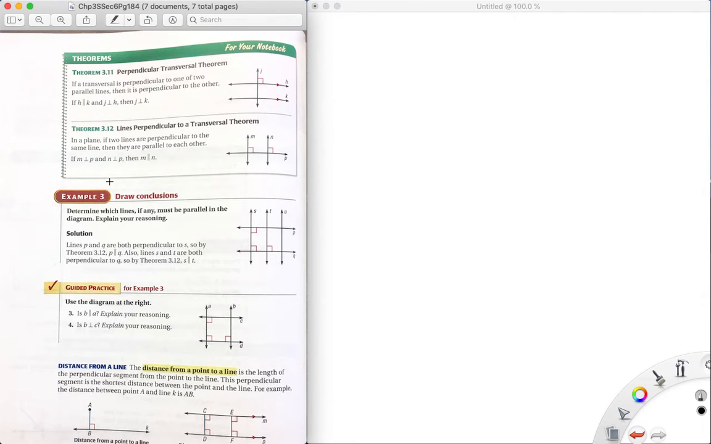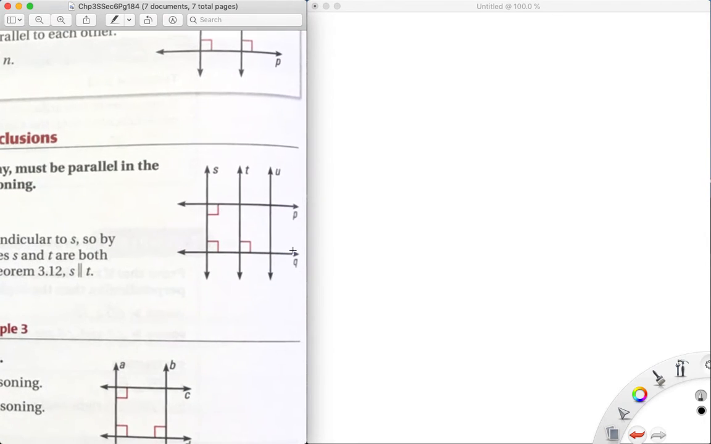Drawing conclusions. Determine which lines, if any, must be parallel in your diagram. So if we just isolate this transversal S across P and Q, they form perpendicular lines here. S is perpendicular to Q, S is perpendicular to P. Since they're perpendicular to the same transversal, these must be parallel lines, P and Q. So I can say that P and Q are parallel.